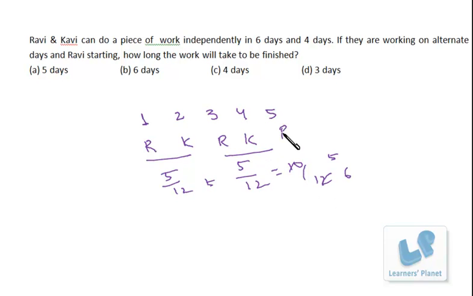Now it's the turn of Ravi on the fifth day, and Ravi can do 1 upon 6 work per day. And how much work is pending? Only 1 upon 6, so he will be doing that on that particular day. So in all, 1, 2, 3, 4, 5 days it will take for the work to be finished, right? I just used paper and pen for the sake of explanation. Otherwise, you can calculate this mentally. Okay, so it's 5 days.